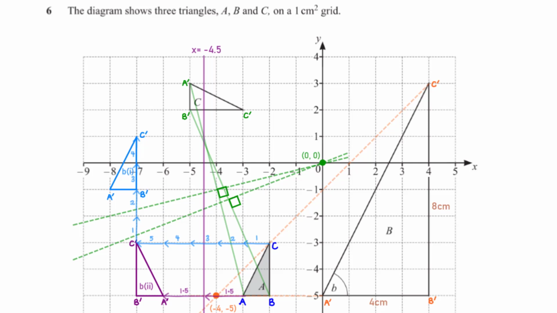So for point A on the triangle, since we move 1.5 units to the left to touch the line of reflection, we also need to move 1.5 units to the left from the line of reflection to pin the new position of point A. We need to repeat the same process for points B and C on the triangle as well. When we are done, we are able to map out the reflected image of triangle A.